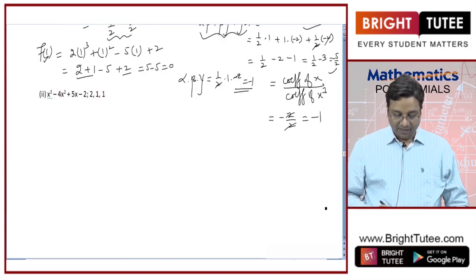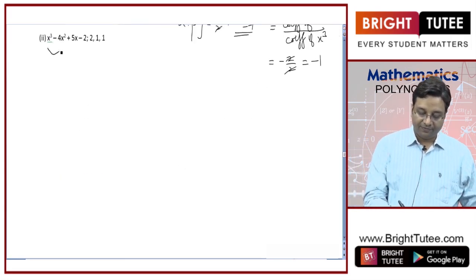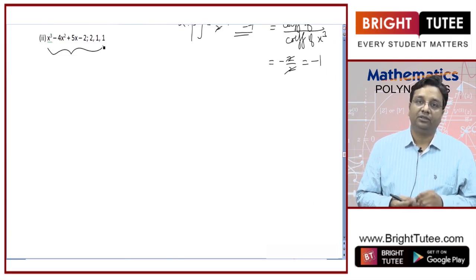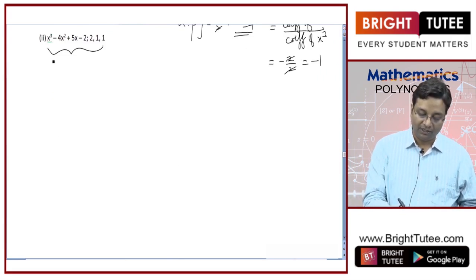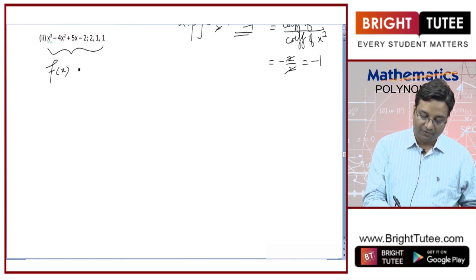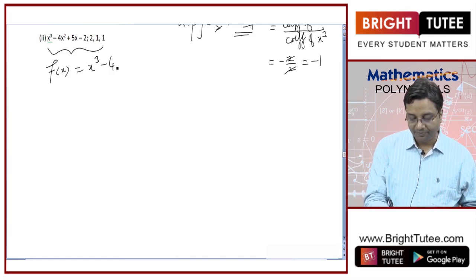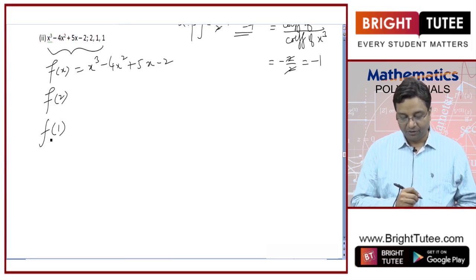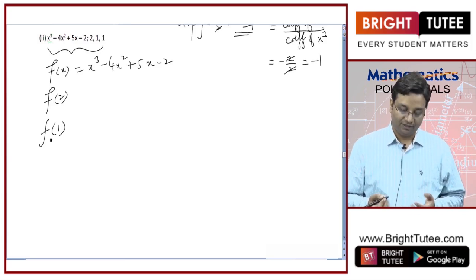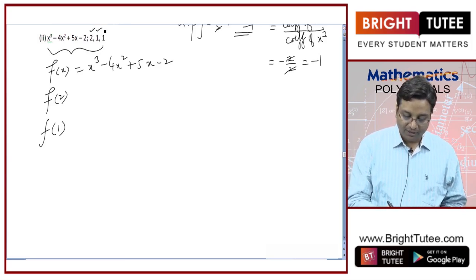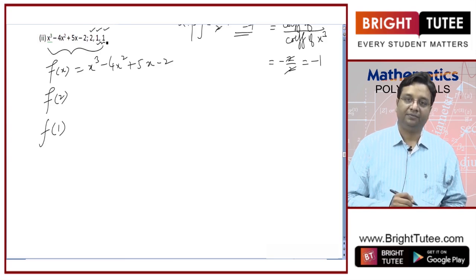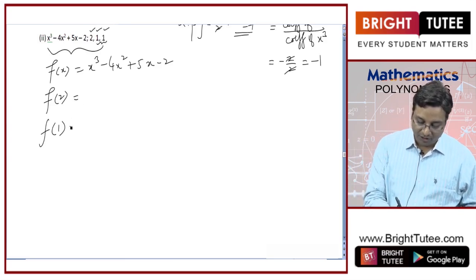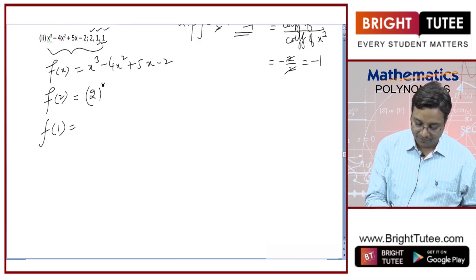So if you notice, the next question is exactly on the similar lines. What you have to do is you have to write it as f of x minus 2. Then you have to verify whether these are zeros or not by putting values of x as 2 and 1, right? Because these two zeros are same. Okay, so you just have to check two values. Let's check it.